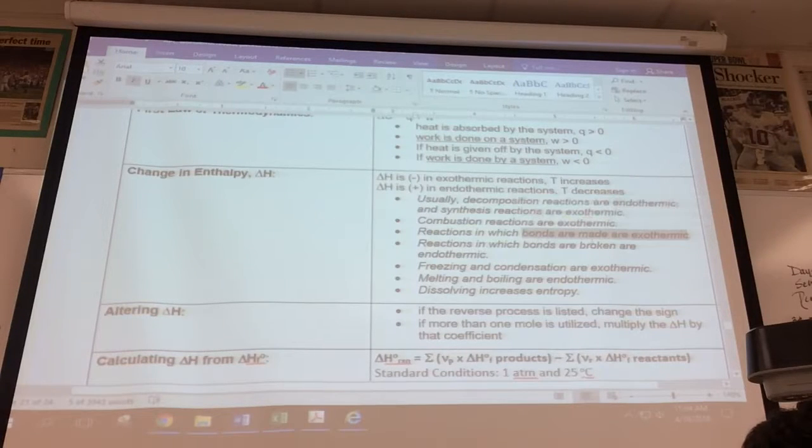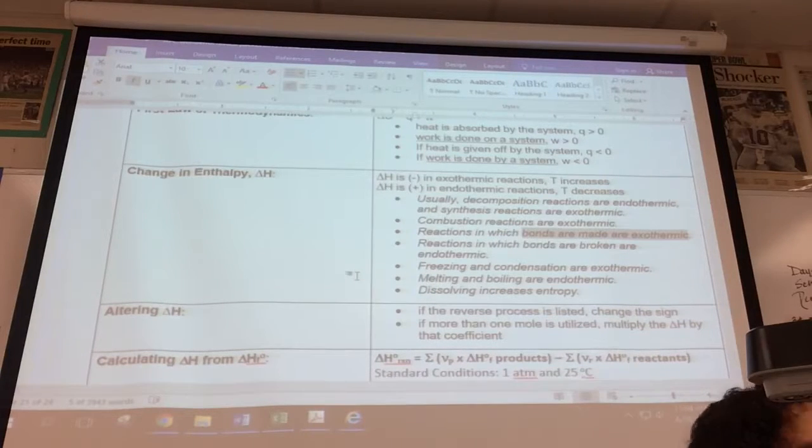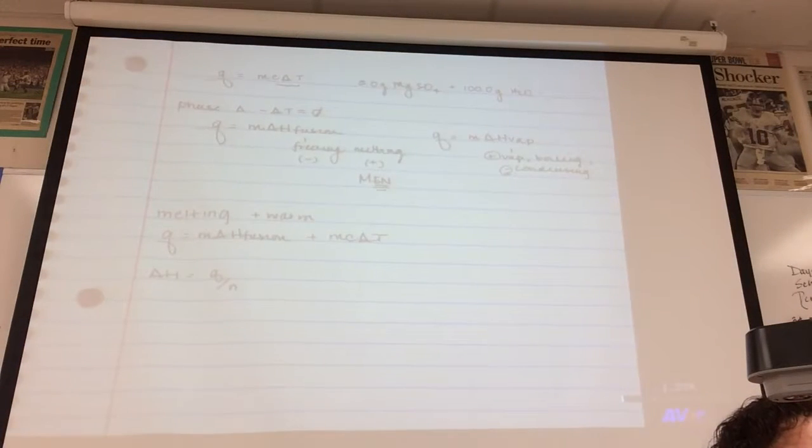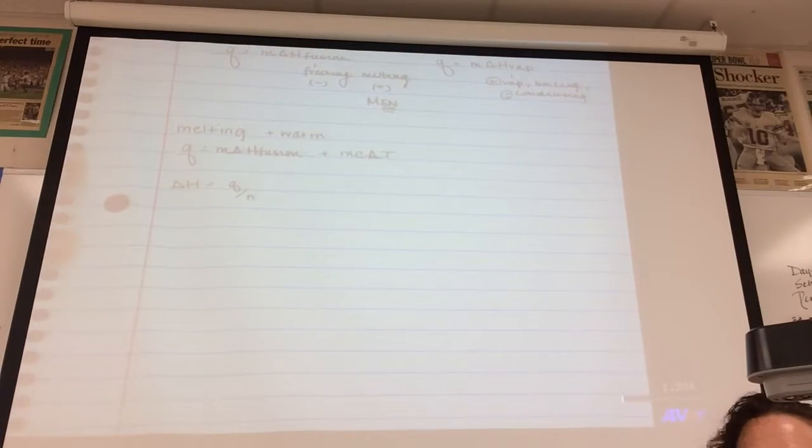Reactions in which bonds are broken, and thinking about it, breaking up is hard to do. Endothermic, it requires a lot of energy. Freezing and condensation, exo, melting and boiling, endo. And when dissolving, typically you're going to get an increase in entropy unless they tell you otherwise, and that would be due to hydration shells.